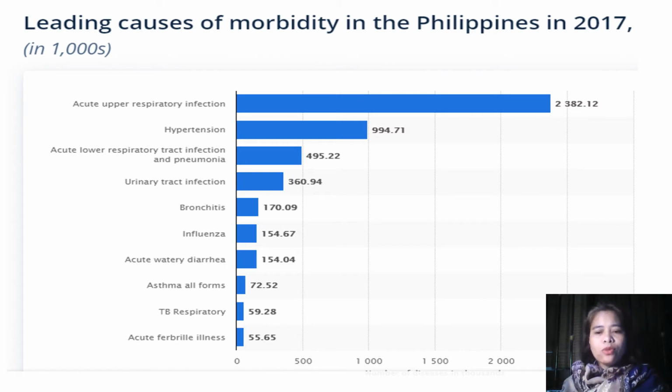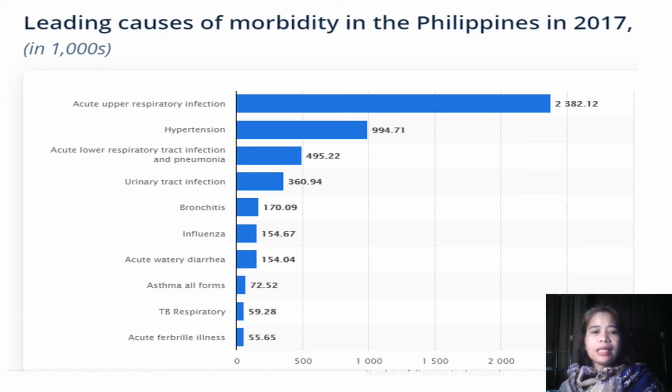Now, for us to vividly picture the Philippine health situation, we can use the morbidity and mortality statistics of the Philippines. What is available in the DOH portal right now is the 2017 leading causes of morbidity. Okay, so this is out of 1,000. So you have 2,382.12, okay, per 1,000 acute respiratory infections.